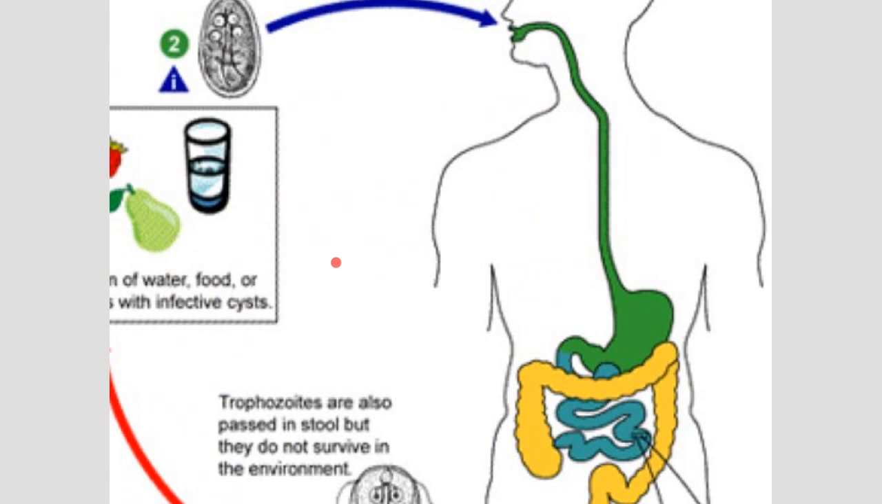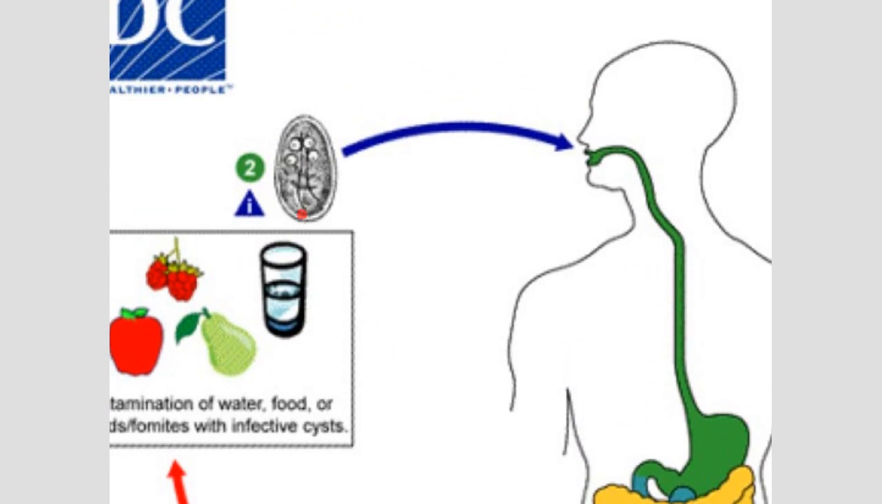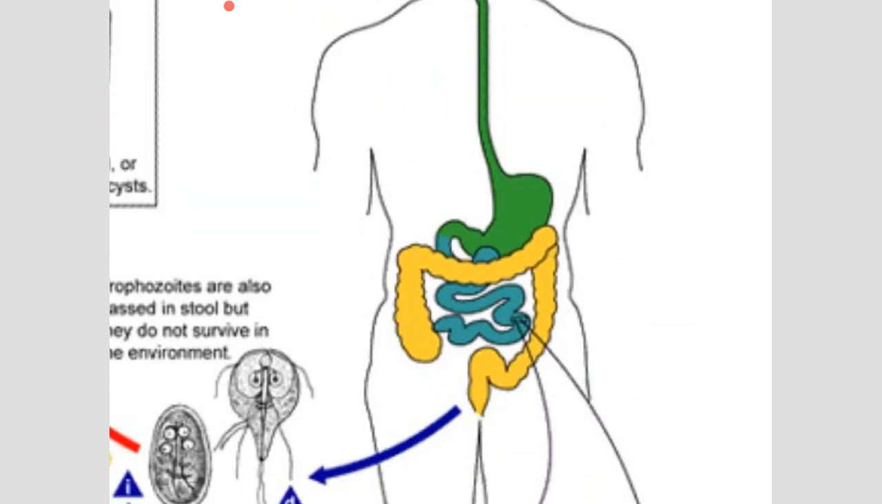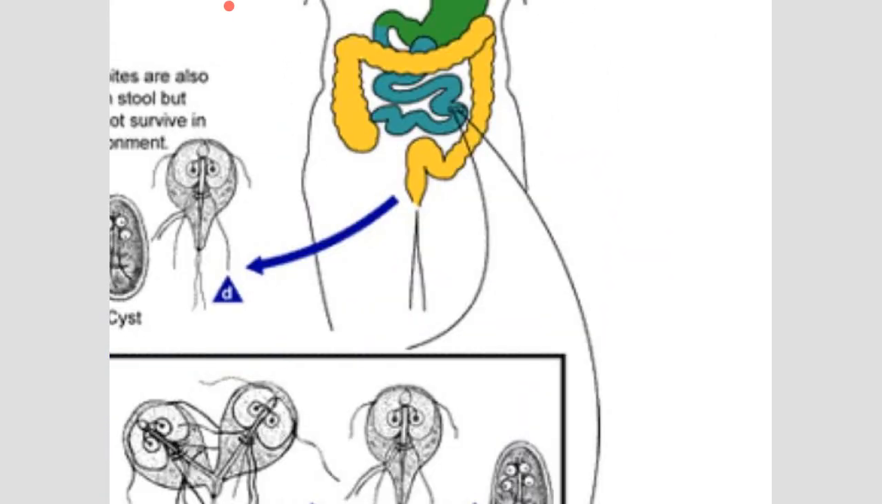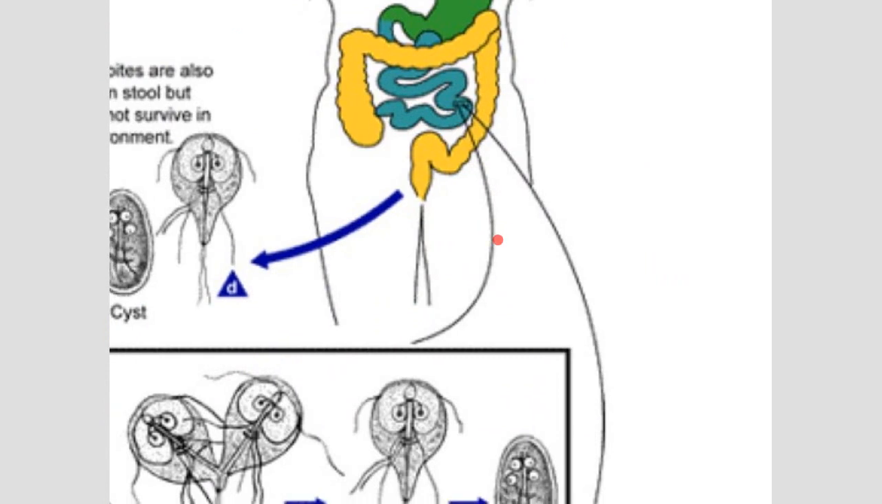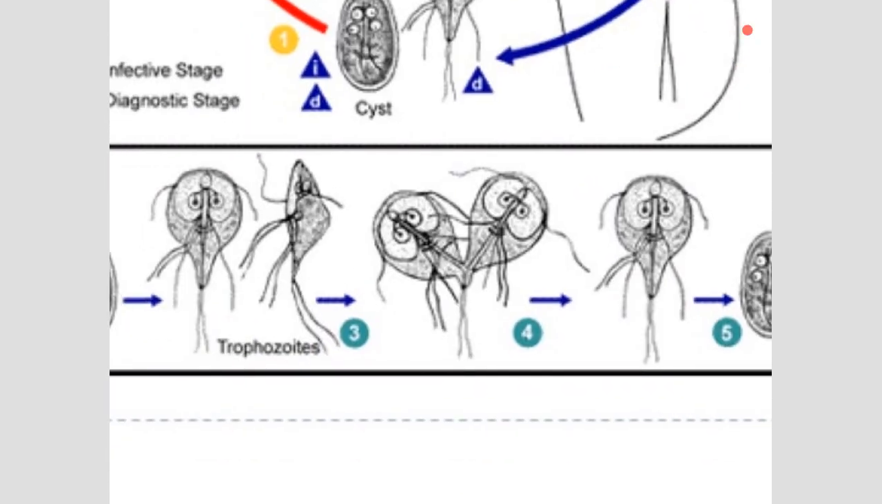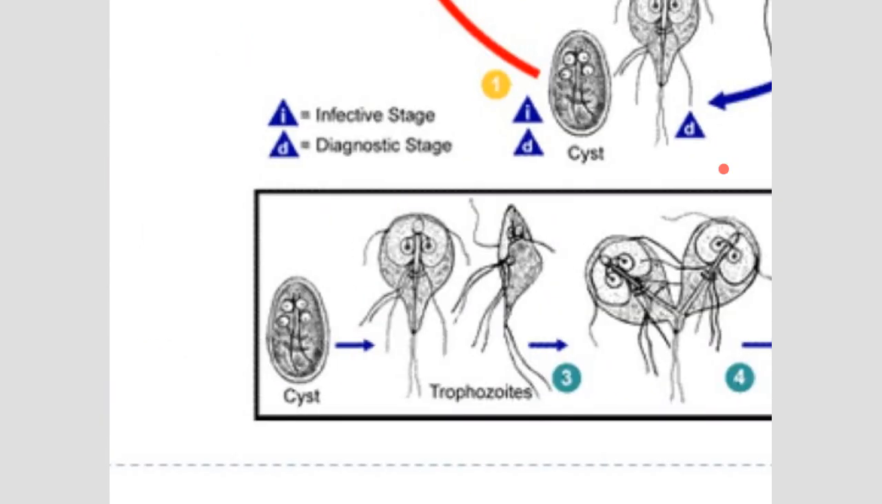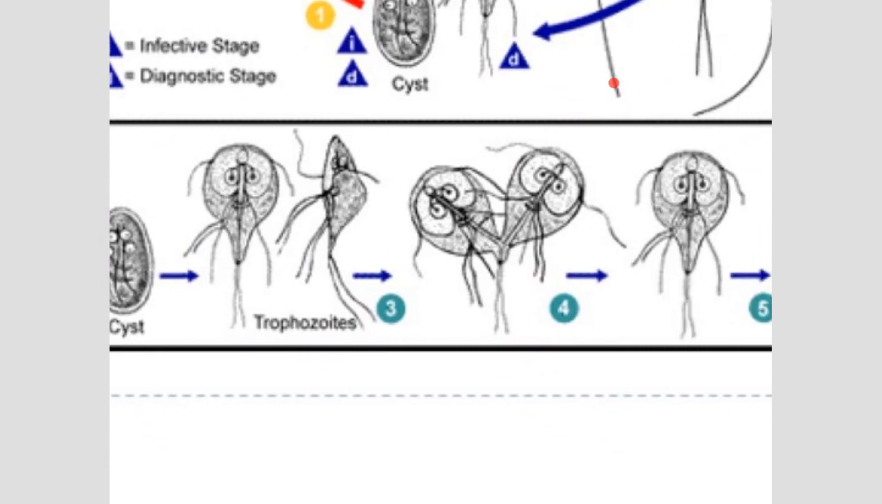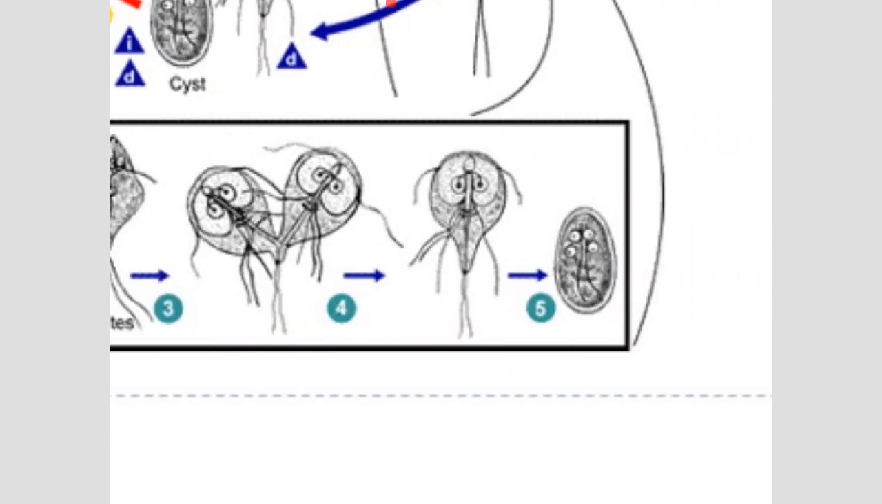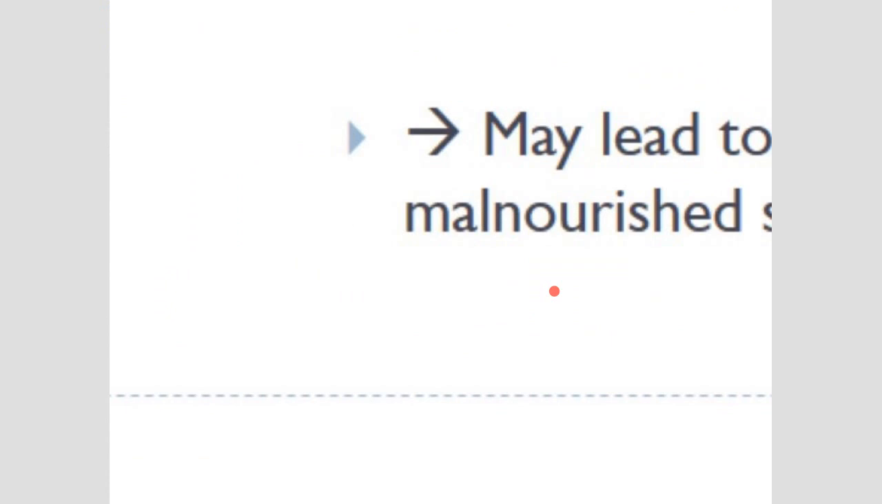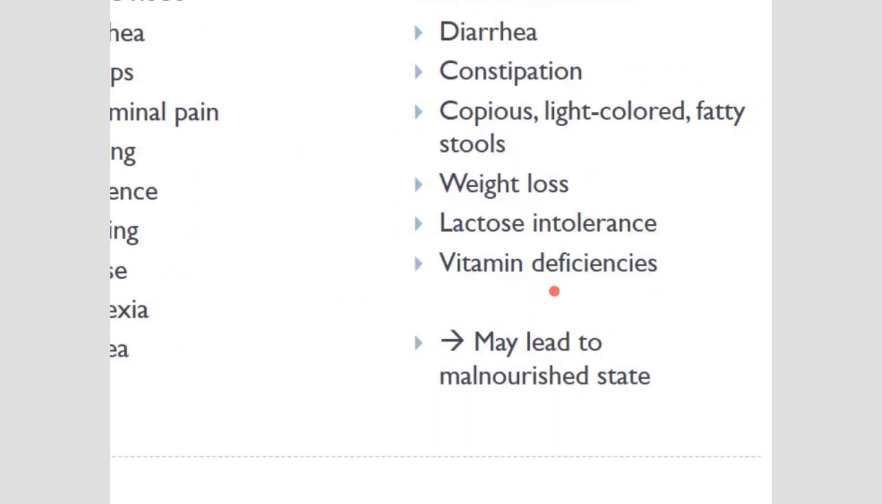So you can see from here, this is how a cyst looks like. We ingest the cysts, okay? And then again, the whole cycle goes, and you can see from here that they reside in the intestine, and these funny looking structures over here. Cyst changes to trophozoites, and the trophozoites can divide, and then the cycle goes on and on. Okay, let's go back if I could.